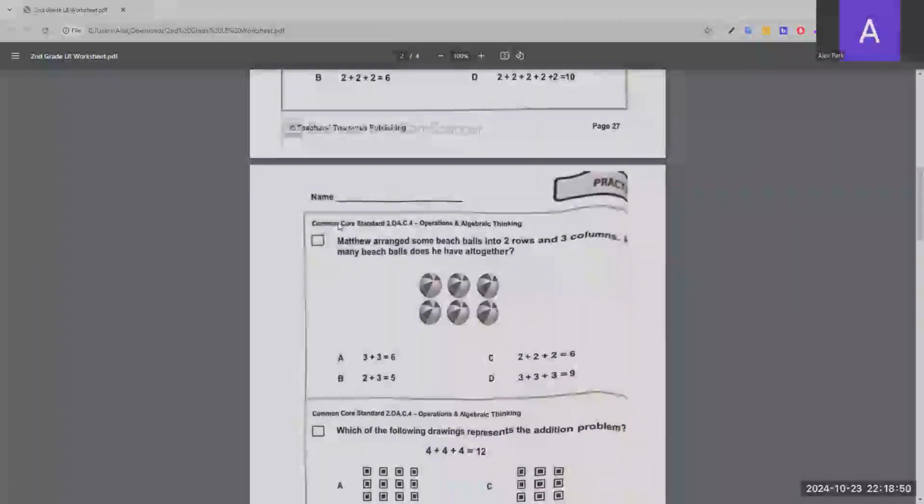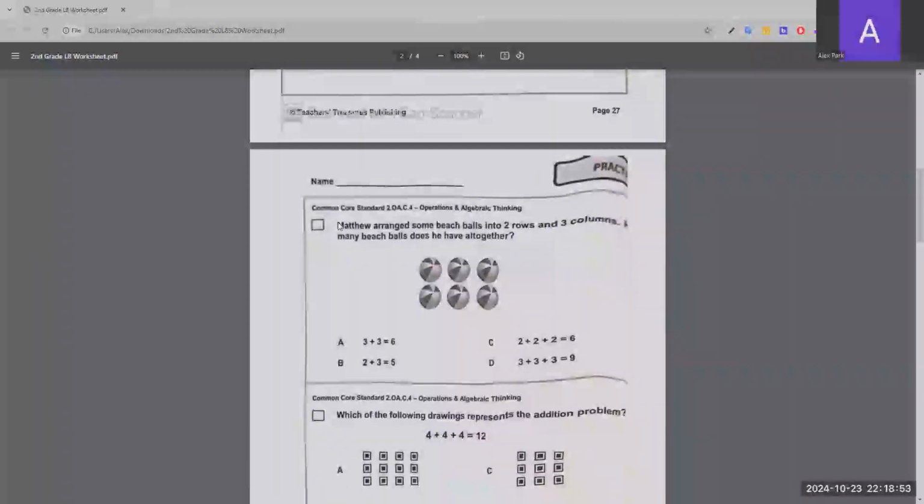And looking at our answer choices, that matches exactly with A. Okay, next, Matthew arranged some beach balls into 2 rows and 3 columns. How many beach balls does he have altogether? So the 2 rows are like this, and the 3 columns are like this. So 2 rows, and like it said here, 3 columns, and in each row there's 1, 2, 3 beach balls.